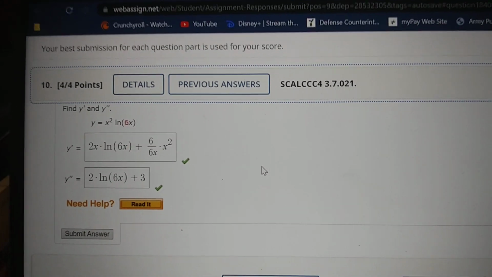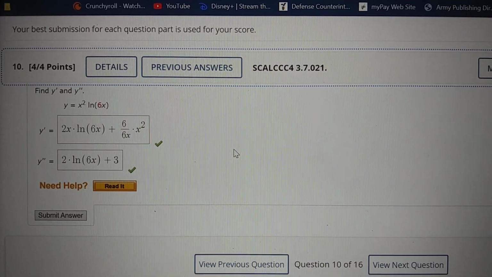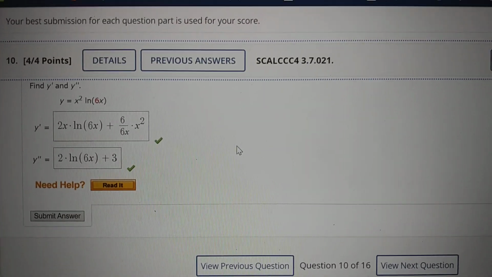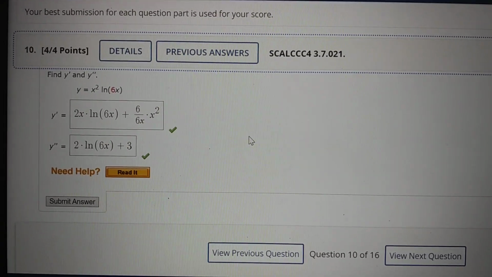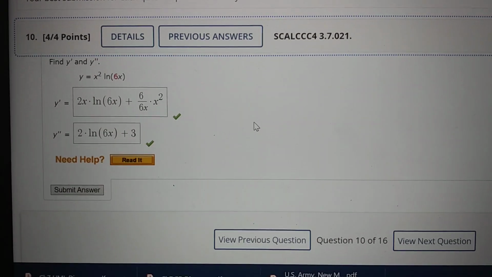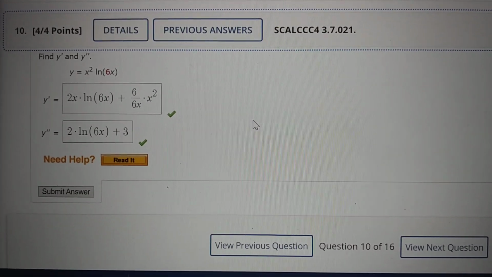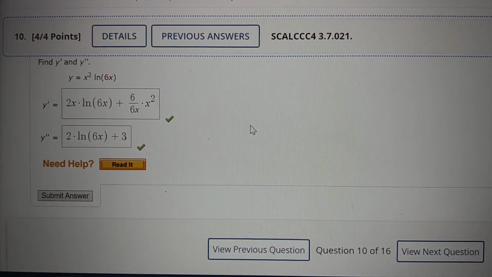Hello, welcome to question 10 of the 3.7 homework. Here, the problem asks us to find y prime and y second prime, and the function given to us is y equals x squared ln of 6x.